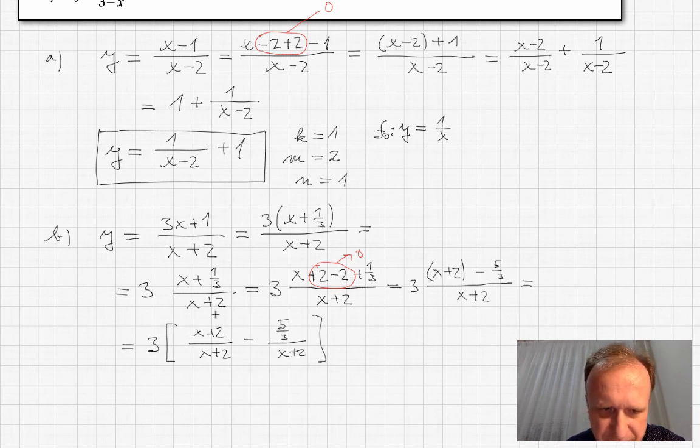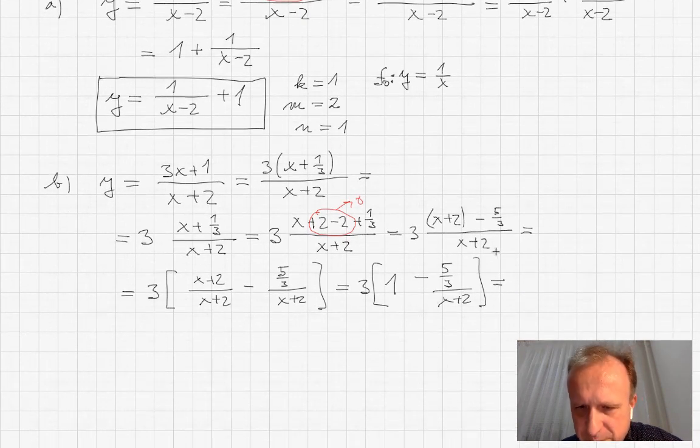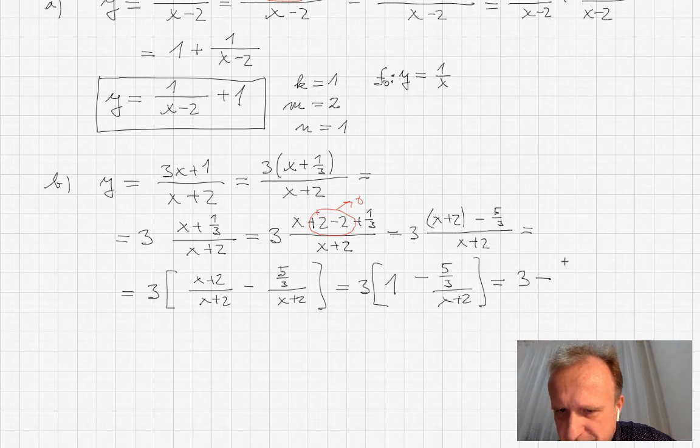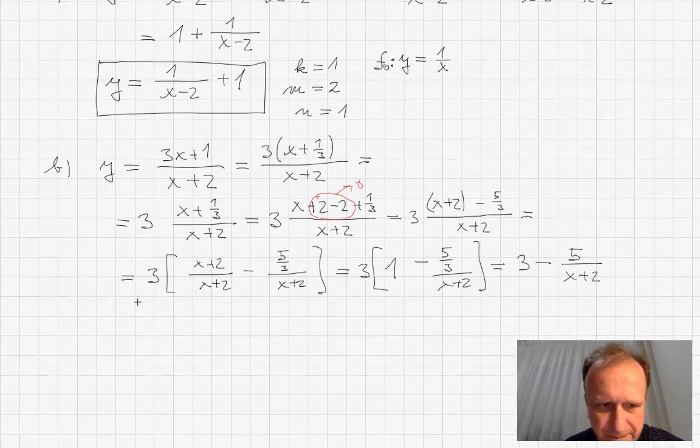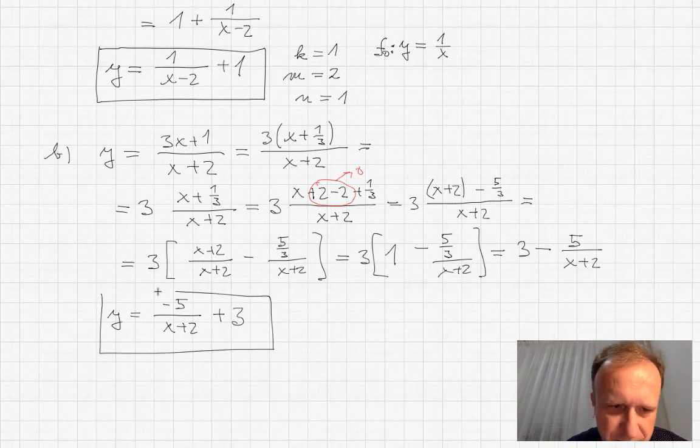And you may see that this first fraction here is just 1. So it's 3 times, square bracket, 1 minus 5/3 divided by x plus 2. Okay, now I multiply everything by number 3 to get 3 minus, and when I multiply by 3, I multiply just the numerator of the fraction, and I get 5 over x plus 2. So you see that the function f can be expressed as y equals minus 5 over x plus 2 plus 3. And this is the answer to part B.